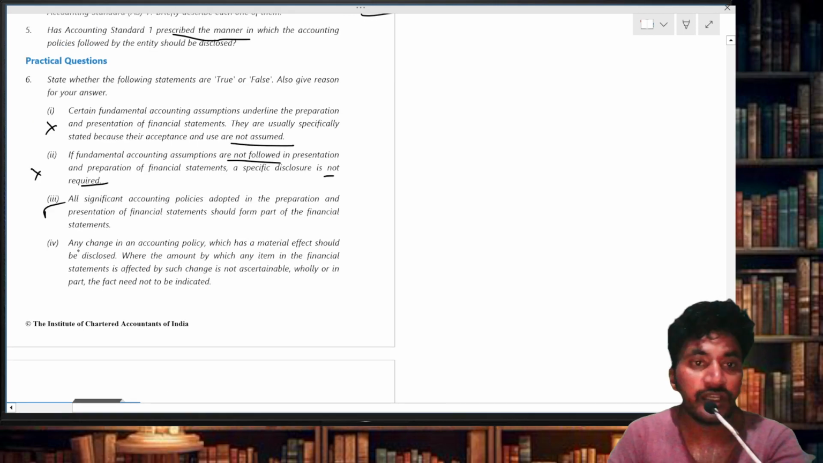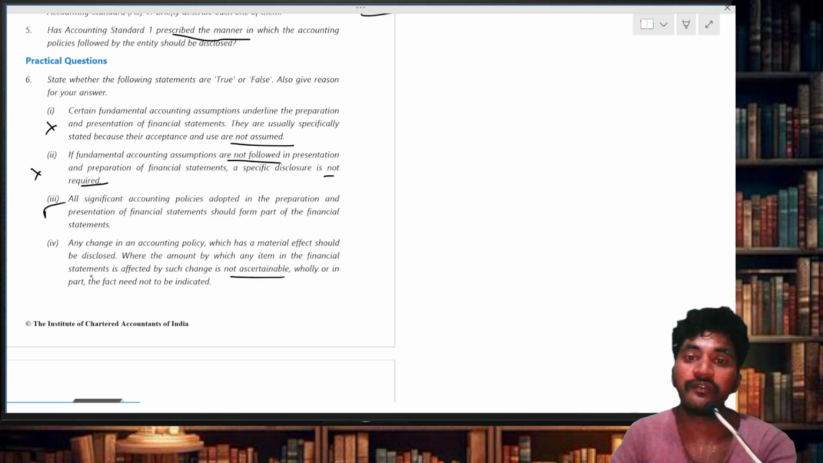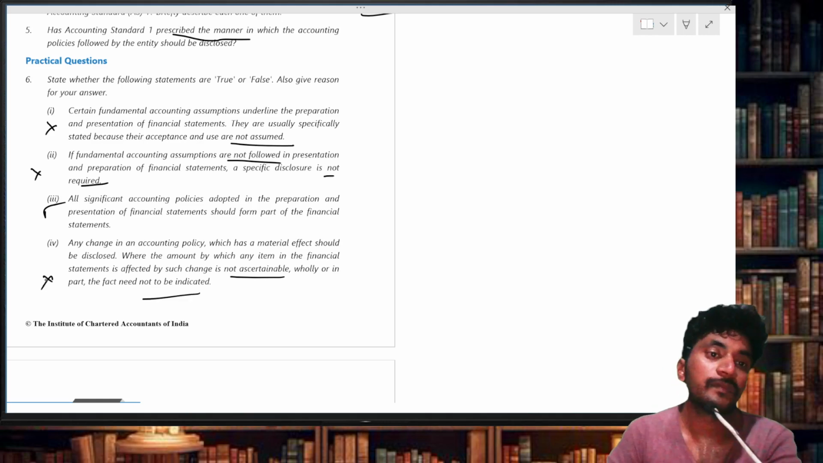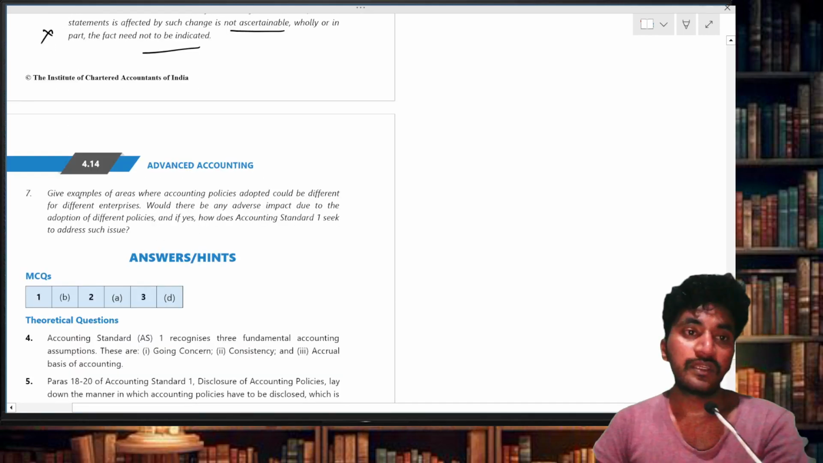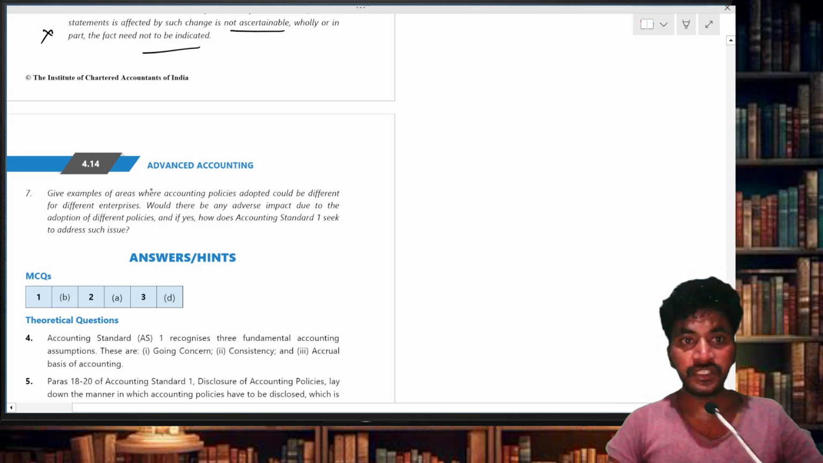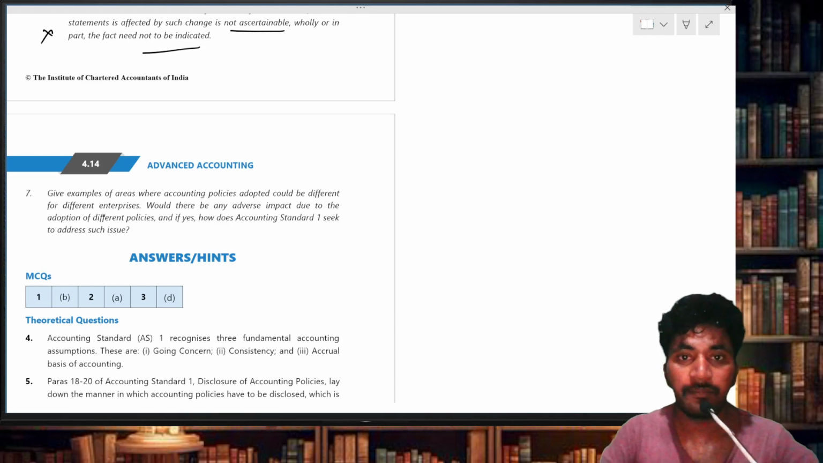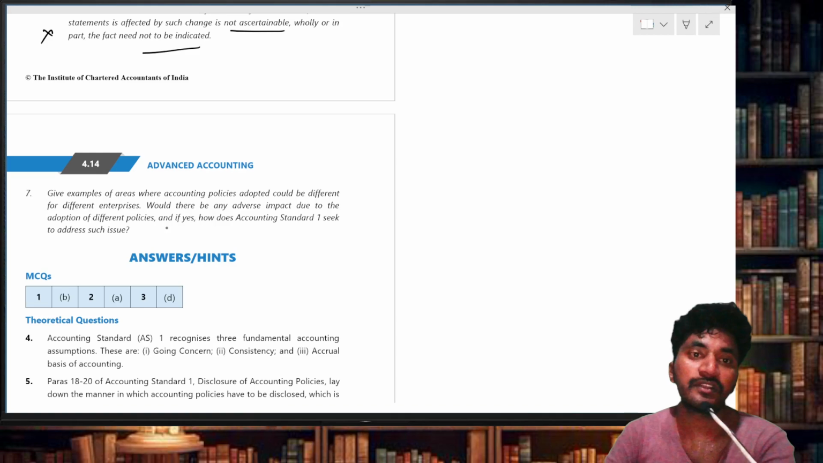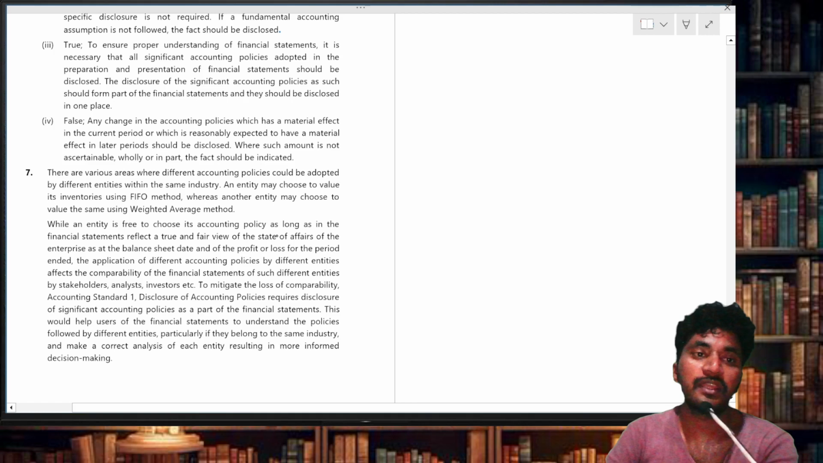Any changes in accounting policy which have a material effect should be disclosed. If the amount by which the financial statements are affected by such changes is not ascertainable, wholly or in part, the fact need not be disclosed. False. Only the third is true, the others are false. Give examples of areas where different policies may be adopted by different enterprises. Would there be any adverse impact due to the adoption of different policies? Accounting standards: false.